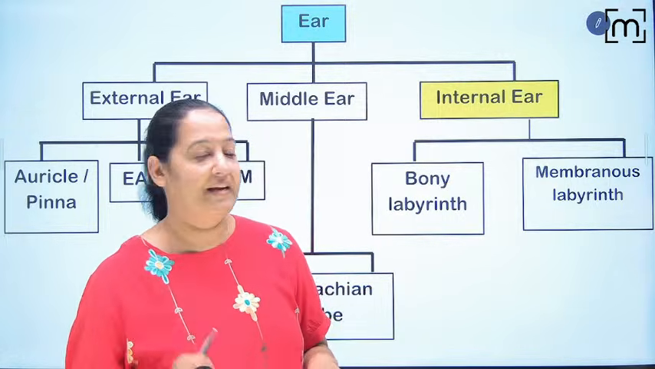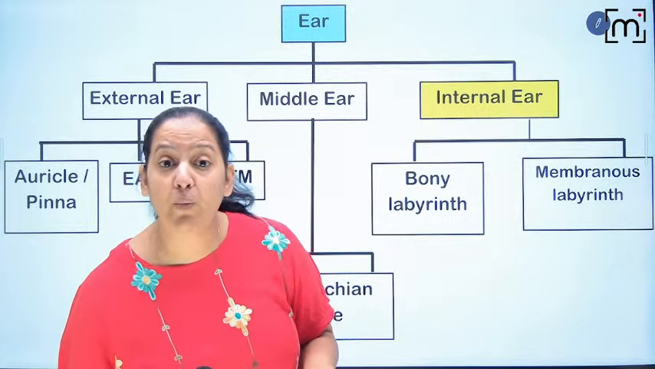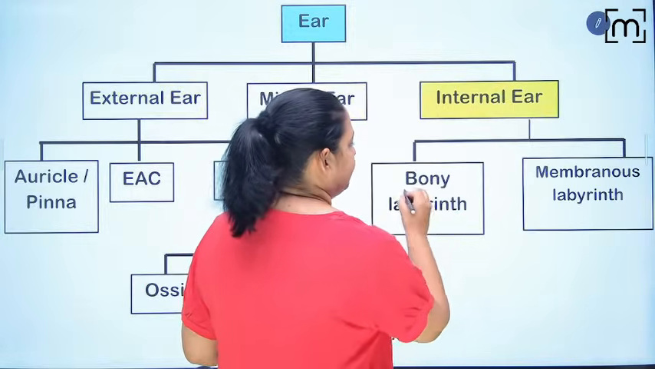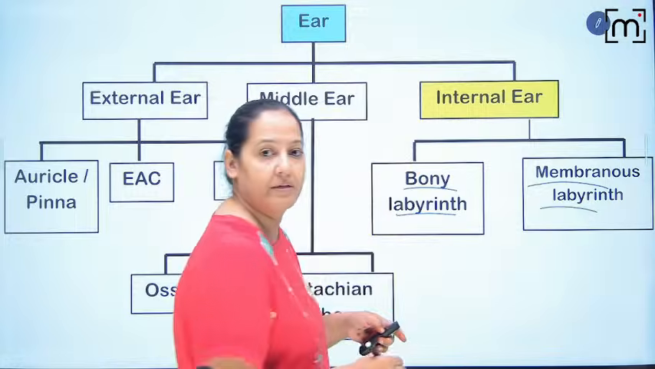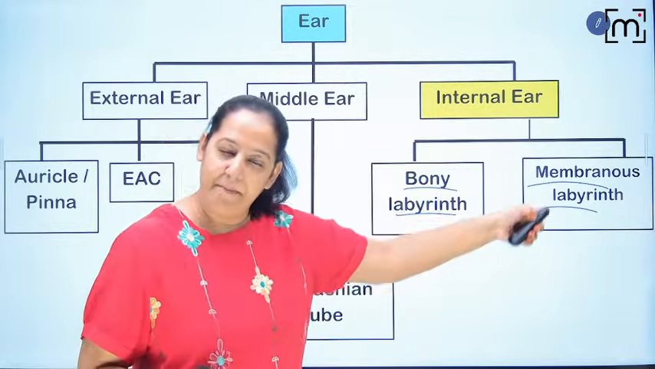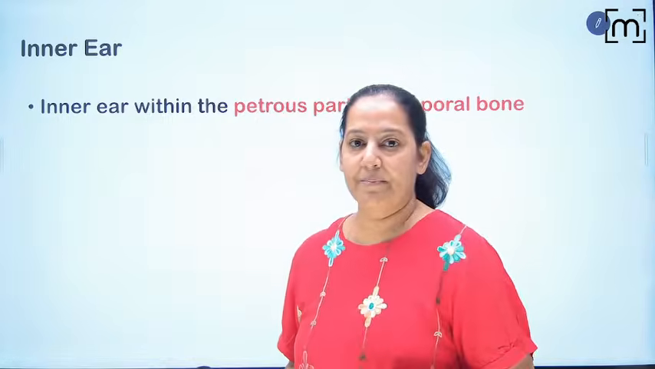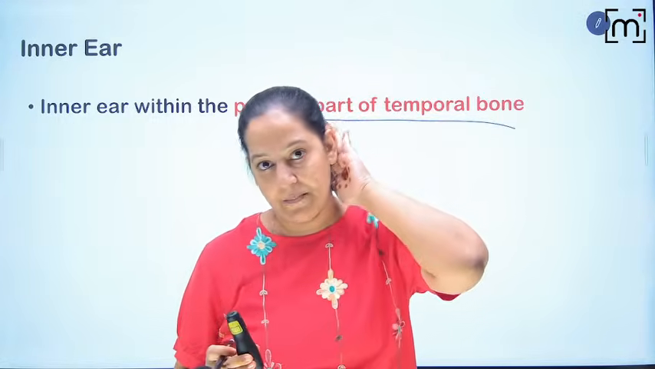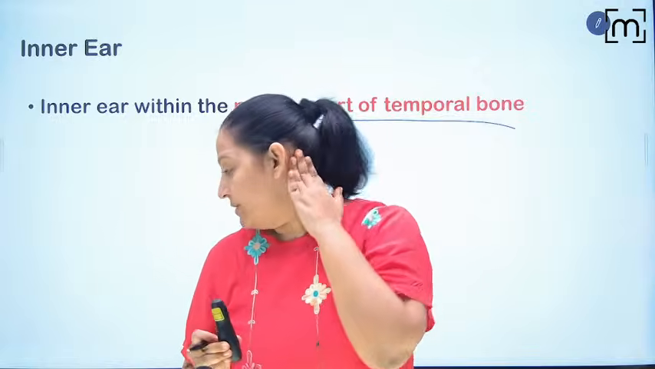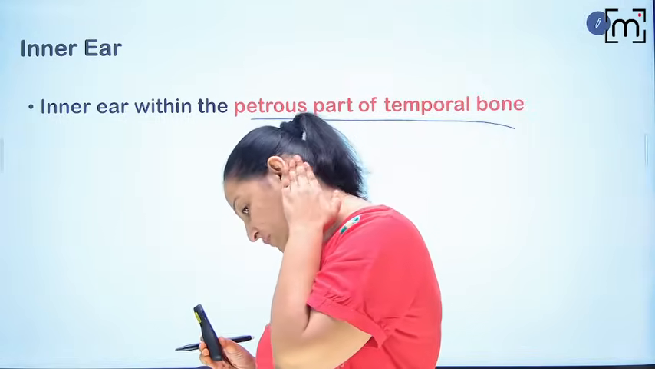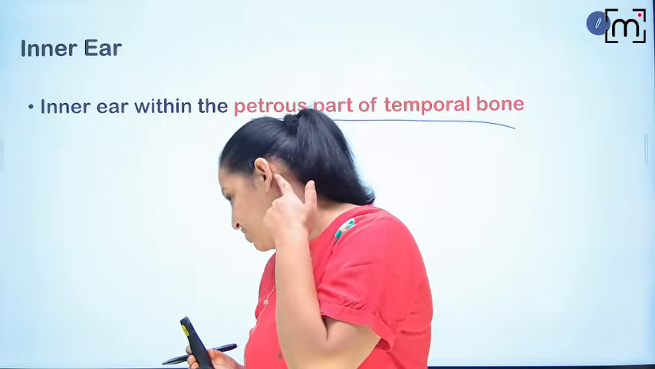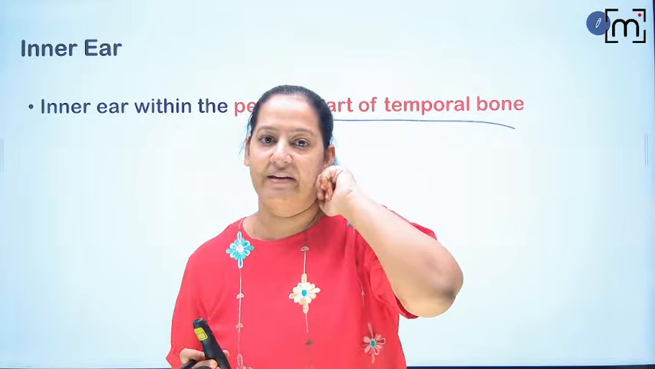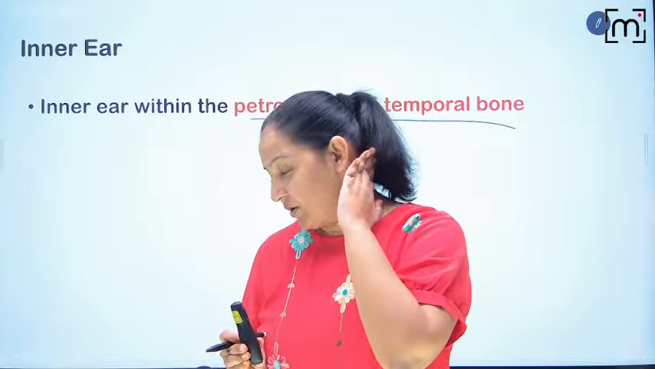The two portions in the inner ear are both known as labyrinth. One is bony labyrinth, one is membranous labyrinth. What is bony and membranous labyrinth? First of all, the inner ear is in the petrous part of the temporal bone. This is our temporal bone, the petrous part of the temporal bone. Just behind this structure, behind the ear, this is mastoid antrum. Behind this, we are having the inner ear.